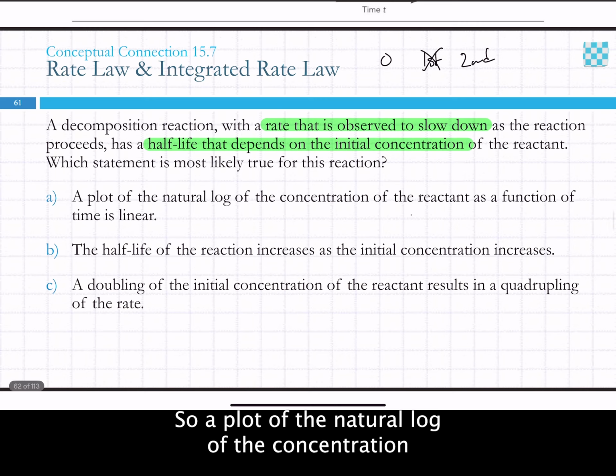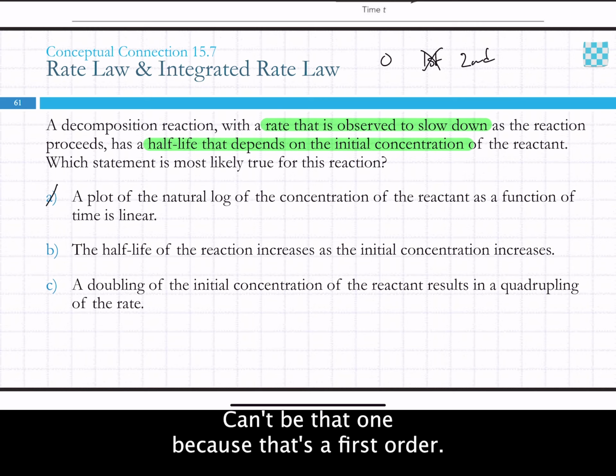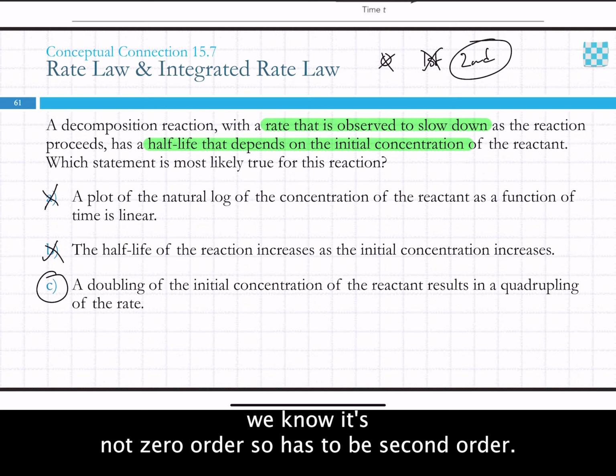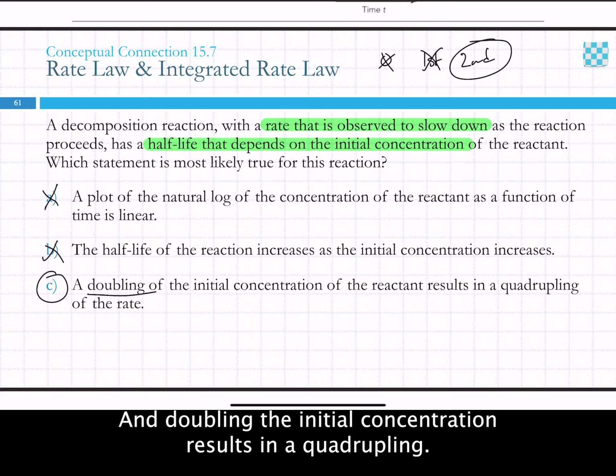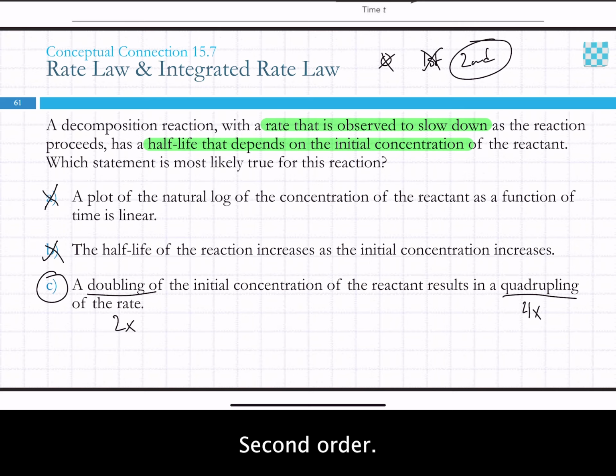So plot of the natural log of the concentration of the reactant as a function of time is linear. Can't be that one because that's a first order. The half-life of the reaction increases as the initial concentration increases. That would be zero order. And then C, so we know it's not zero order. So it has to be second order. So we have to really pick which of these is second order, and doubling the initial concentration results in a quadrupling. So 2x initial concentration, 4x rate, second order.